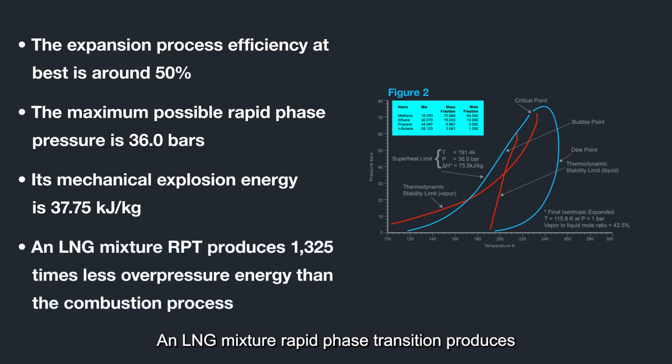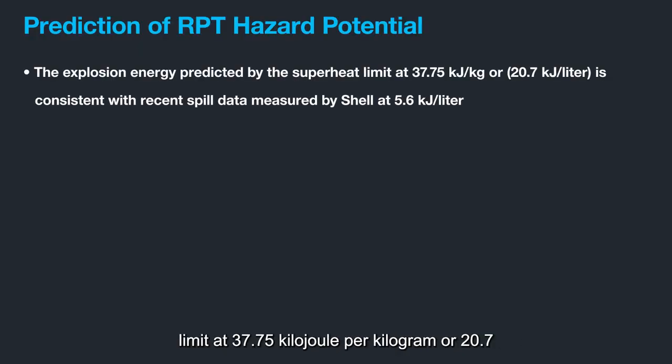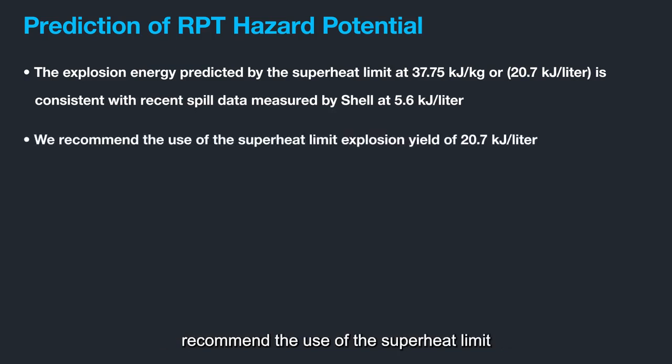An LNG mixture rapid phase transition produces 1,325 times less overpressure energy per unit mass than the combustion process. The explosion energy predicted by the superheat limit at 37.75 kilojoule per kilogram, or 20.7 kilojoule per litre, is consistent with recent spill data measured by Shell at 5.6 kilojoule per litre. Until a more detailed model is developed to better represent the rapid phase transition process, we recommend the use of the superheat limit explosion yield of 20.7 kilojoule per litre. This number can easily be established for other LNG compositions of interest.